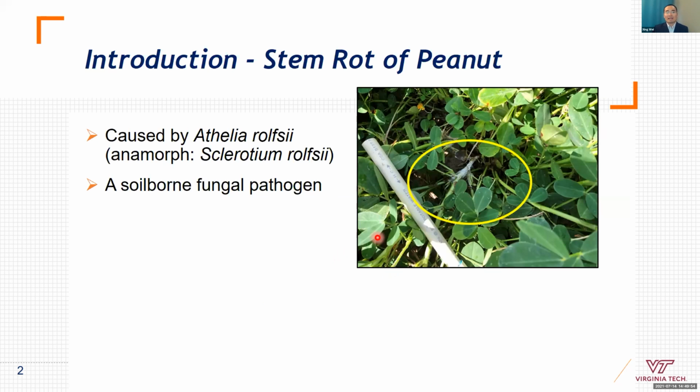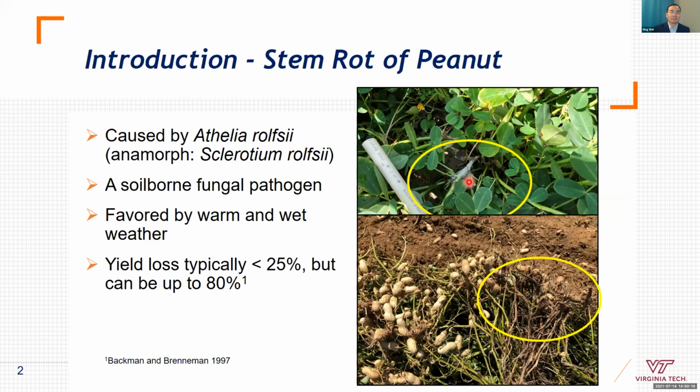Stem rot is caused by Sclerotium rolfsii. It's a soilborne fungal pathogen. The picture on the right shows the white mycelium of this pathogen colonized on the crown of the plant tissue in the field. That's why it's also known as white mold. This disease is favored by warm and wet weather. The yield loss is typically less than 25%, but it can be up to 80% under favorable conditions. This picture shows the peanut infected with rolfsii barely has any pod left during harvest.